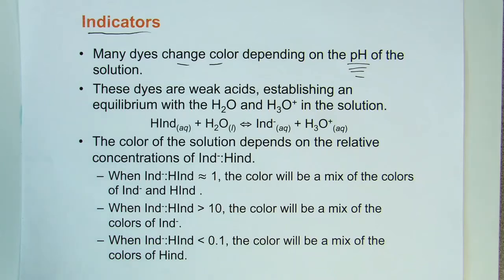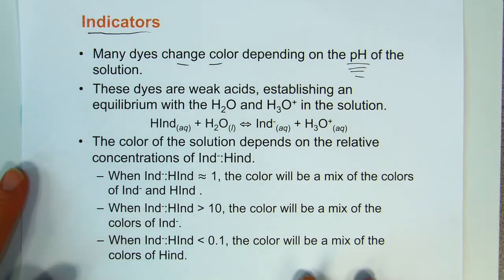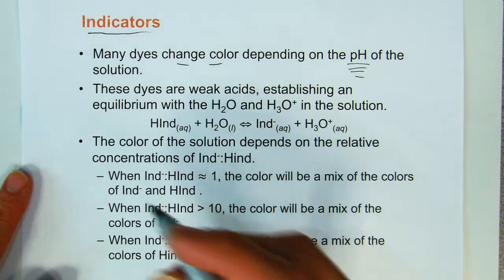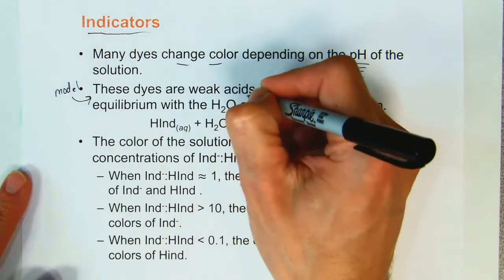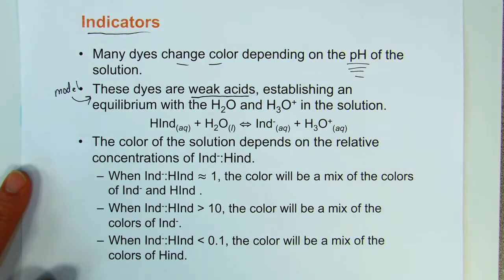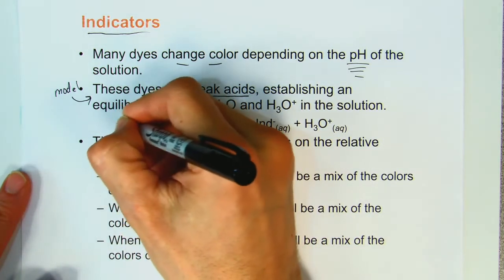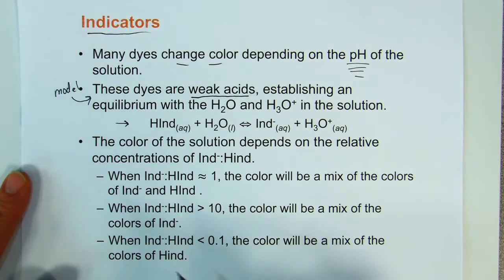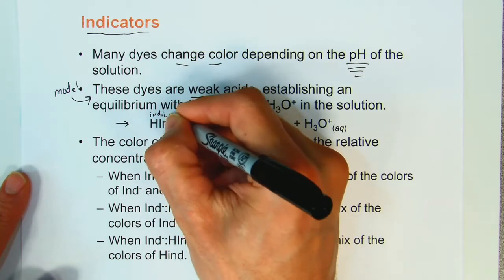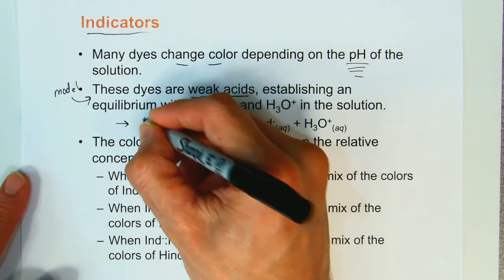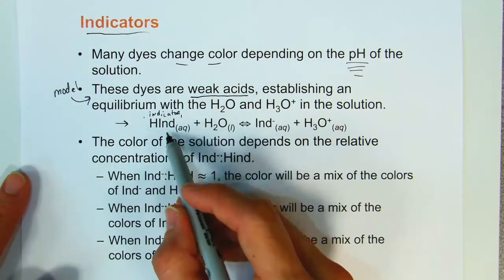So it turns out that the model for our indicator compounds, regardless of what the indicator is, there's many different molecules that can serve as indicators, but our model for this is that we're going to treat our indicator compound as a weak acid, a weak organic acid. And because of that, we can write an equation that looks like this. Now, HInd stands for the indicator molecule itself. This is the indicator molecule.